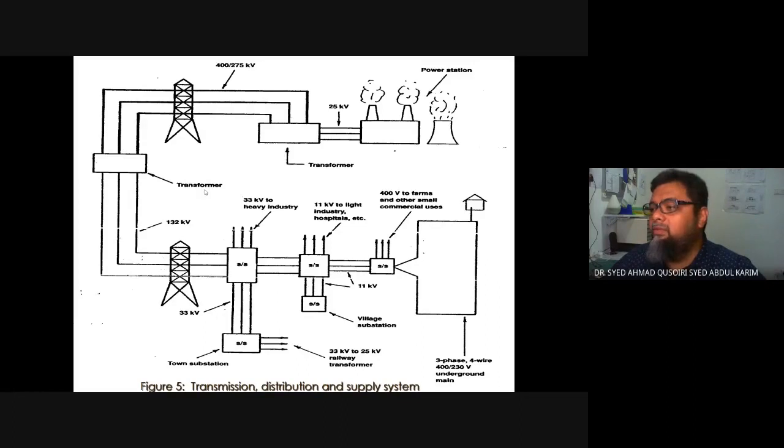And then we have this step down transformer. Walaupun tak tulis kat sini, kita tahulah this is a step down transformer. In this case, dia akan kurangkan daripada 400 ataupun 275 kV to 132 kV. Dia turunkan. Sebab kalau terlalu tinggi, orang tak boleh guna.